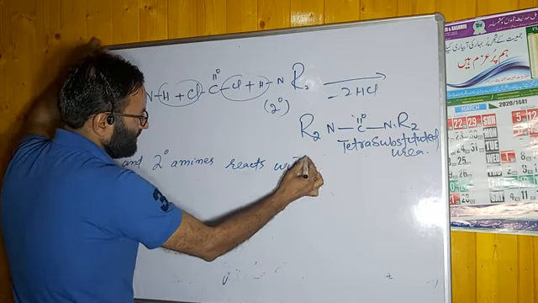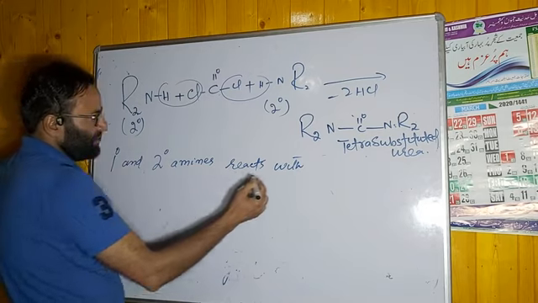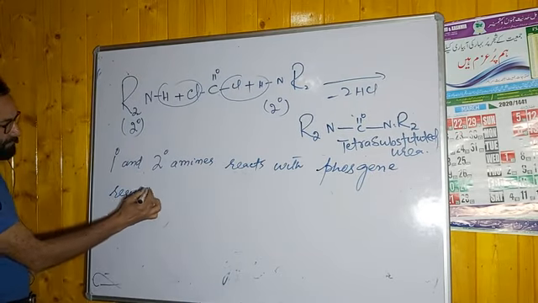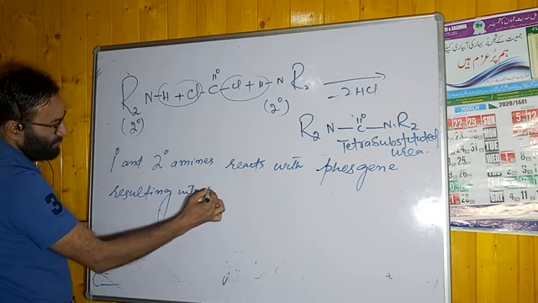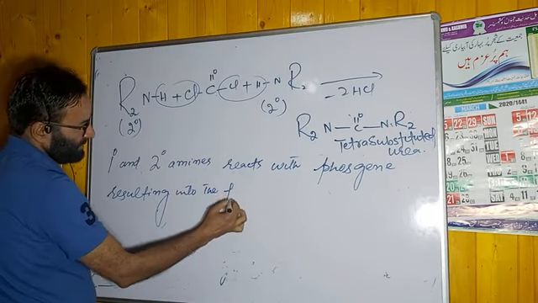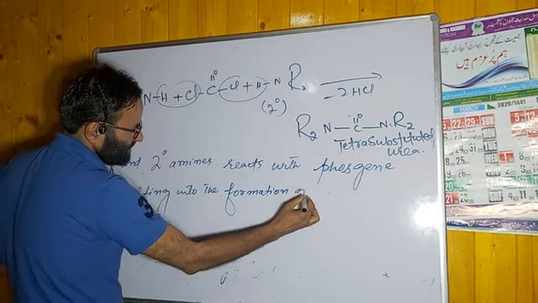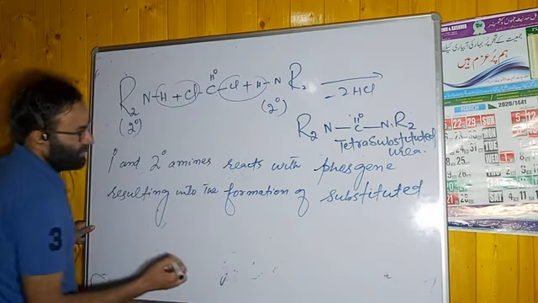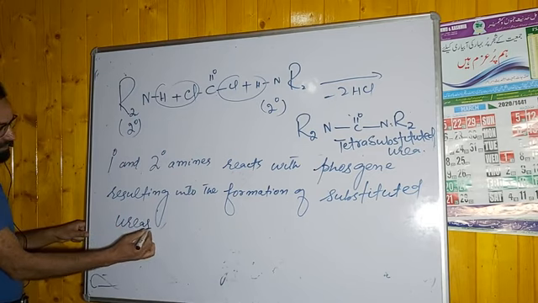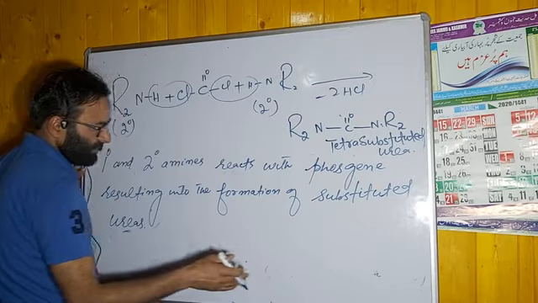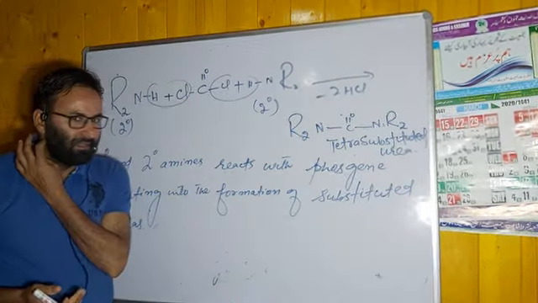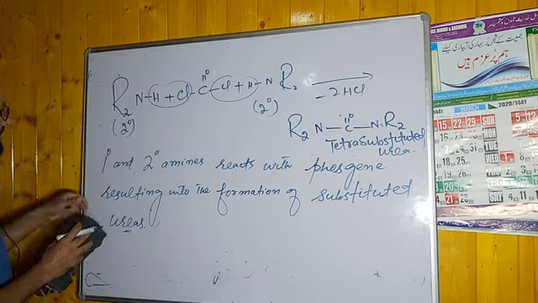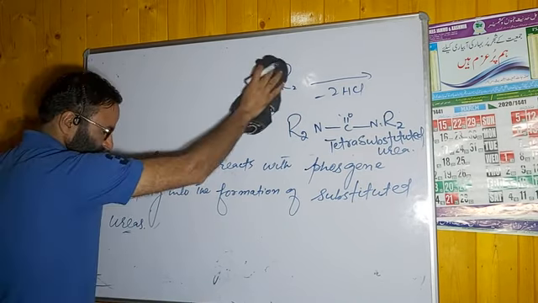You can write here: 1 degree and 2 degree amines react with phosgene, resulting in the formation of substituted ureas. In case of 1 degree amine, you will have disubstituted urea, and in case of this secondary amine, you will have tetrasubstituted urea. Remember this point. This is the reaction with phosgene. How amines react with phosgene, you have to remember this point.